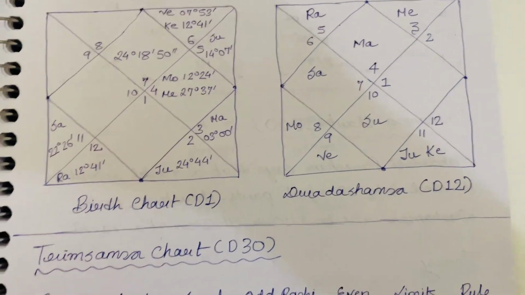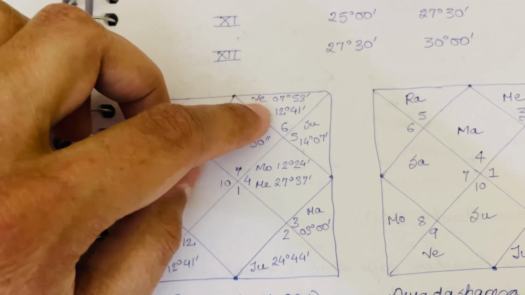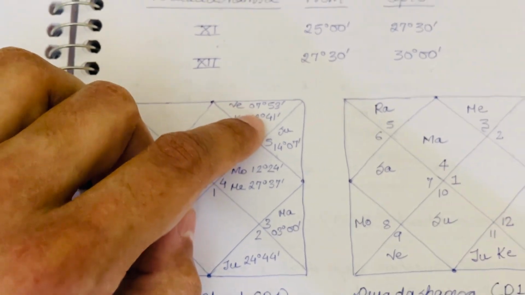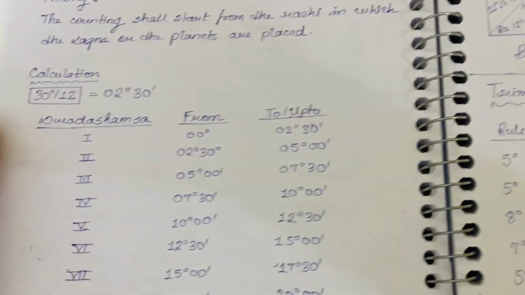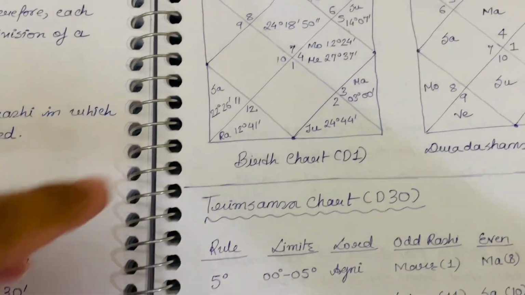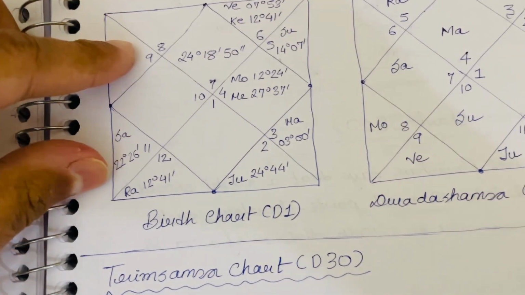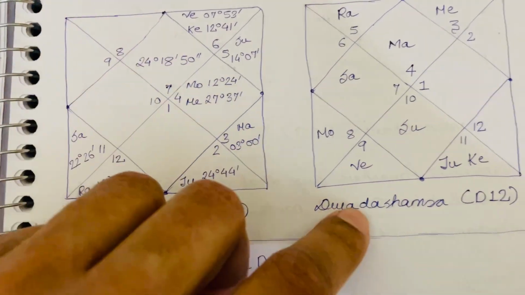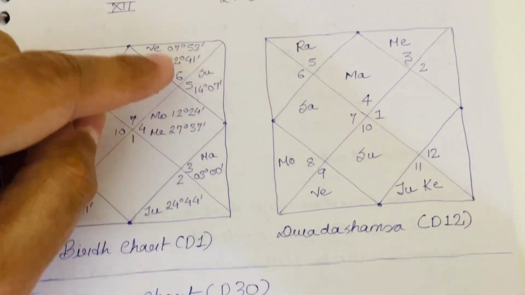in the Dwadashamsha chart. Now, two planets are remaining. One is Venus. The longitude of Venus is 7 degree and 53 minutes. So 7 degree and 53 minutes is falling in the 4th Dwadashamsha. So from here you count 4: 1, 2, 3, 4. So Venus is getting placed in the sign of Sagittarius in the Dwadashamsha chart.